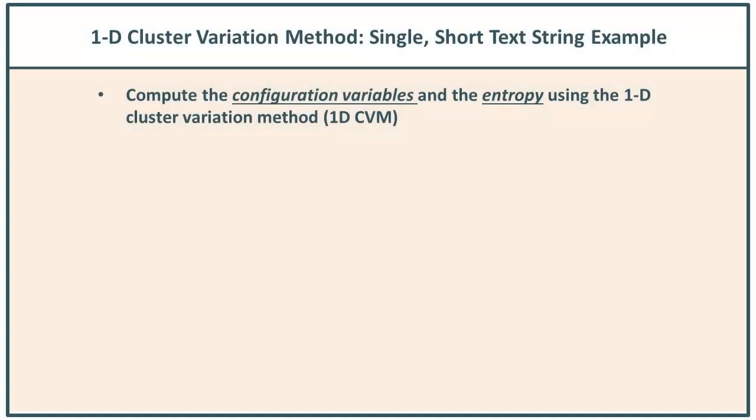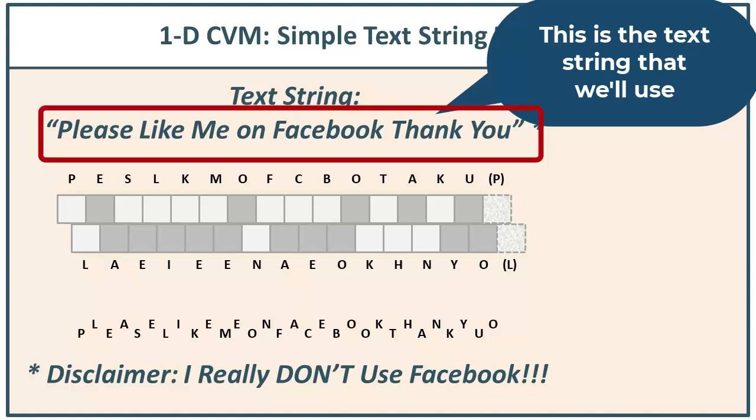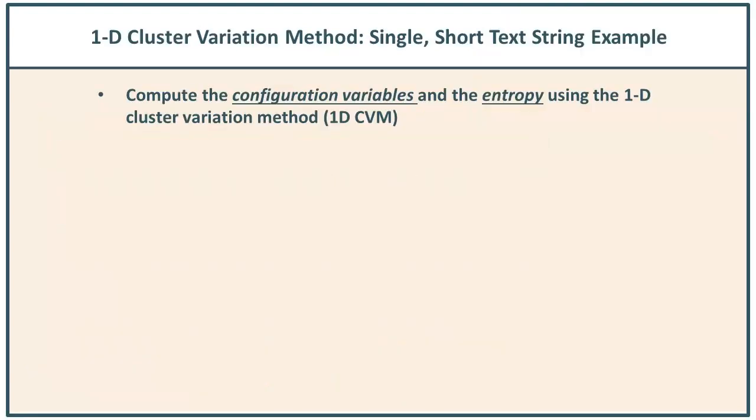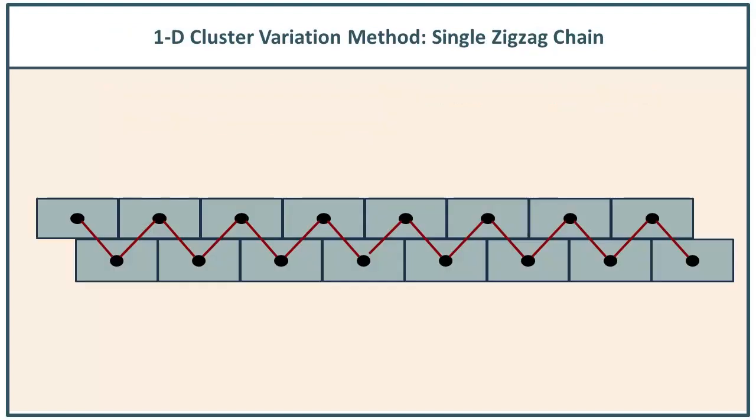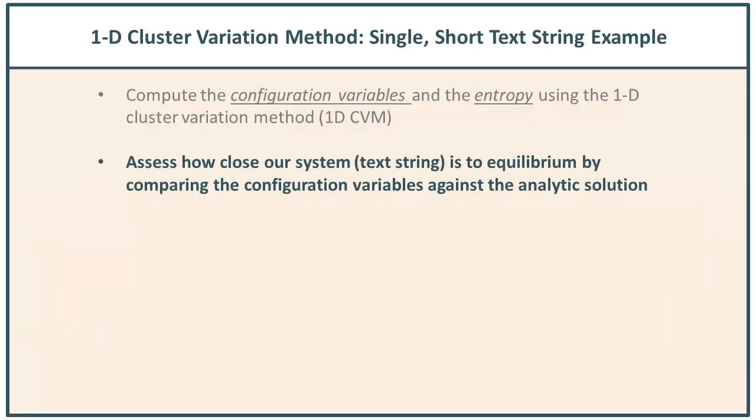There are 5 steps to the process that we'll use to demonstrate how to use the cluster variation method. The first thing we're going to do is create a short little text string, and we'll identify the consonants and the vowels. They need to be equal in number here to make the analytics work. We'll identify those consonants and vowels and place them onto a single zigzag chain for the 1D CVM grid. We're going to then compute the configuration variables and the entropy for that grid.